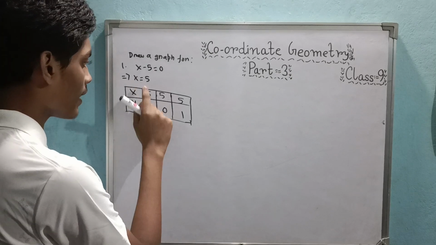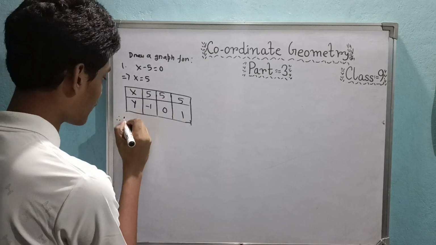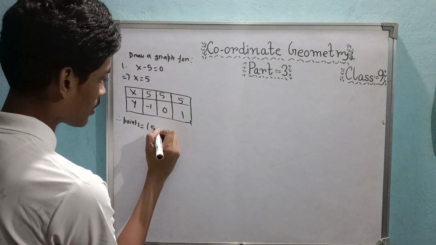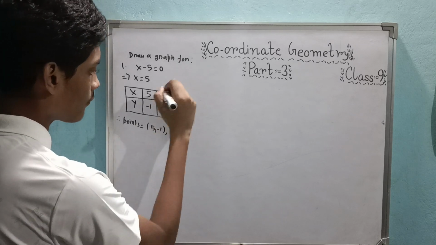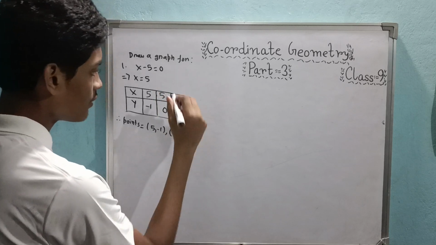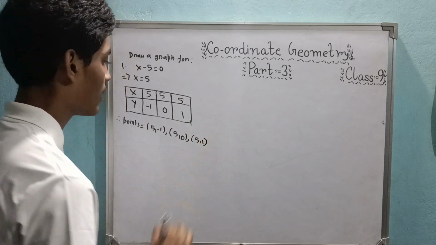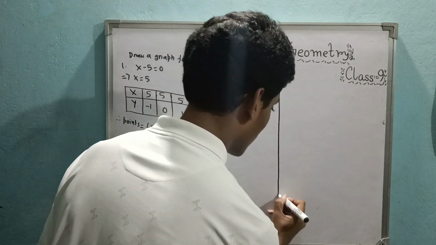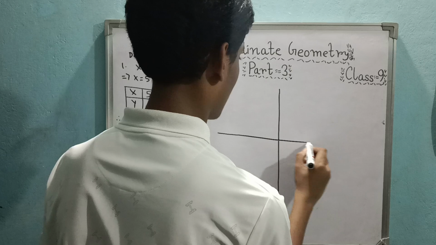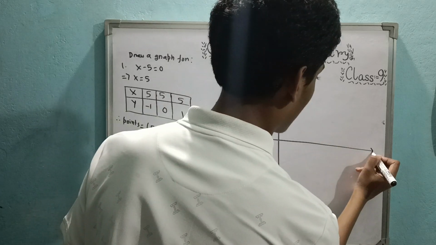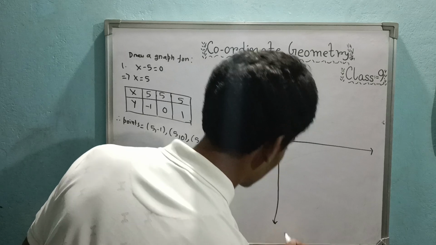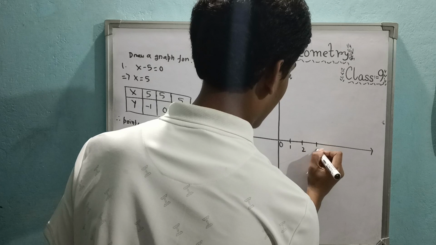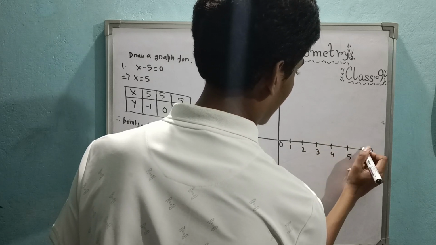Then with the xy pair at a time, we have got 3 coordinates, therefore points equal to what? First one is x, y: 5, minus 1. Next one is 5, 0. Next one is 5, 1. These are the points. Now draw the graph. So let's draw the graph here. Come on, I am now learning to draw good straight lines. I told you I'm bad at drawing. Hey, I can improve. So let's draw whatever may be the coordinates, something like this.